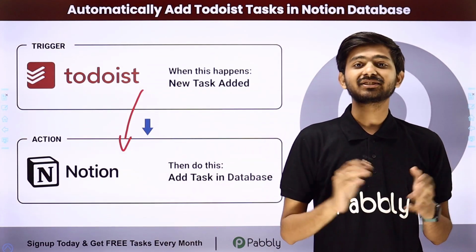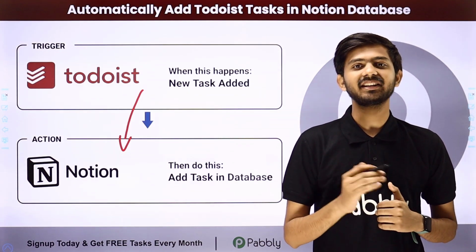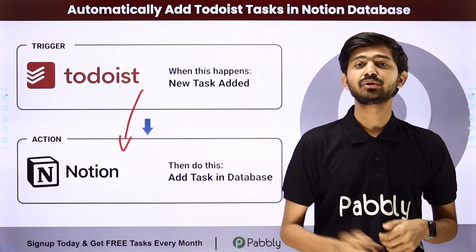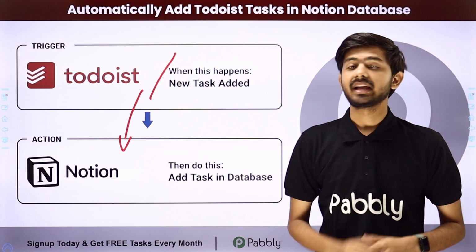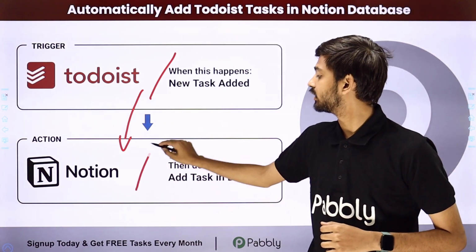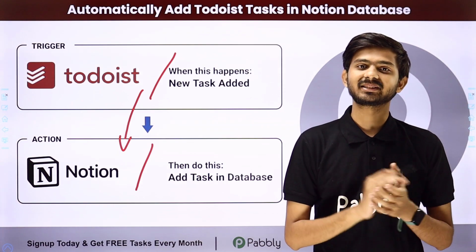For creating this connection, I am going to use Pabbly Connect, which is an amazing software for automation and integration. In Pabbly Connect, I am going to use trigger and action. In trigger application, I'm going to use Todoist. In action application, I'm going to use Notion. So how am I going to create this integration? For that, let me take it to my computer screen.